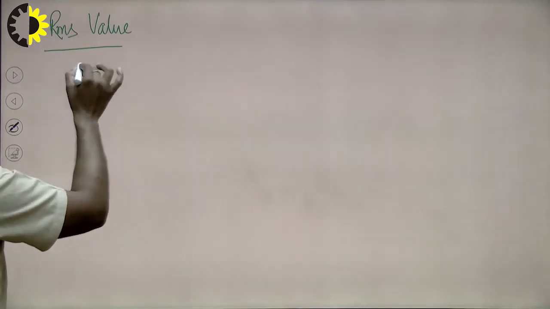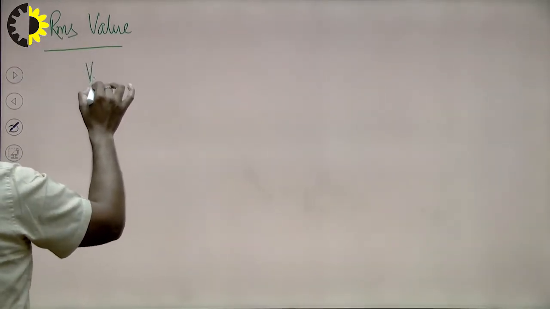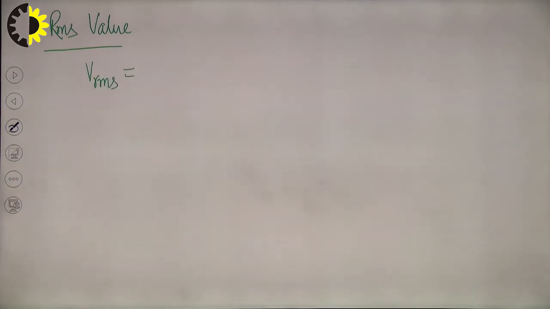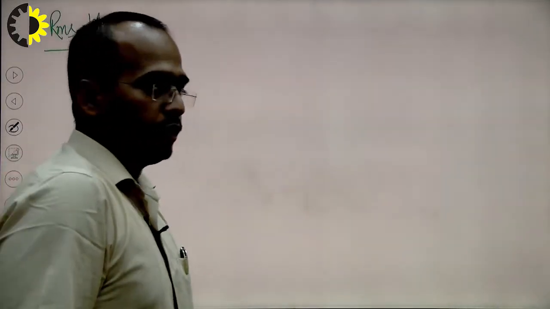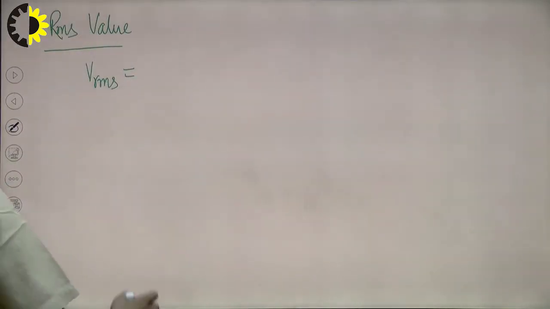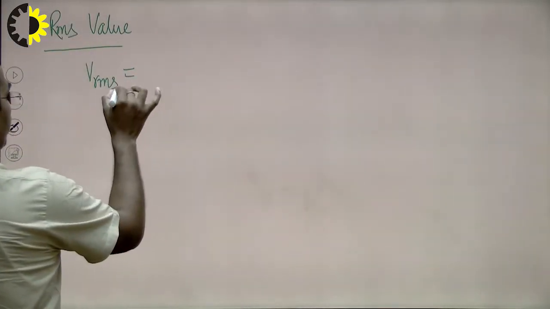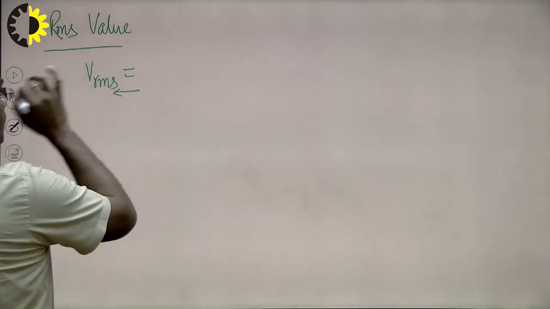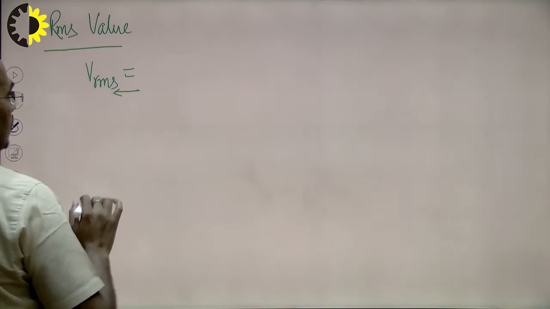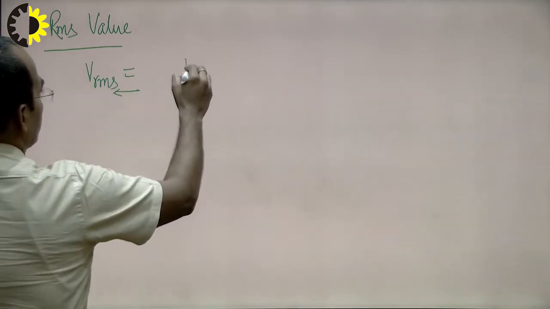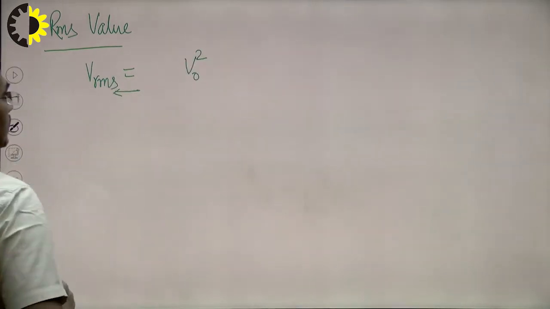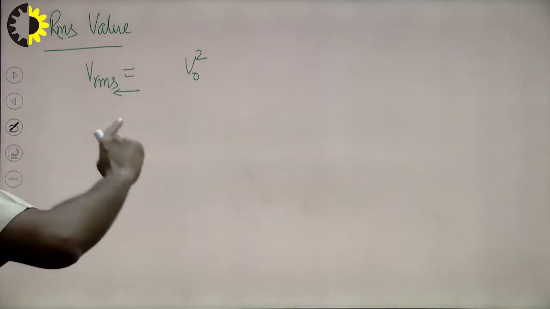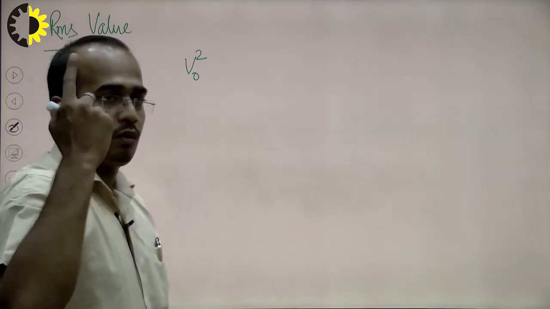For finding the RMS value, I am finding the RMS value of voltage. In the previous lecture I told you that for finding the RMS value, first I have to square the output voltage waveform. After that I have to take the mean. After that I have to take the root. So first of all I will square, that is V naught square. After that I have to take the mean. For taking the mean I have to integrate this V naught square for one time period.